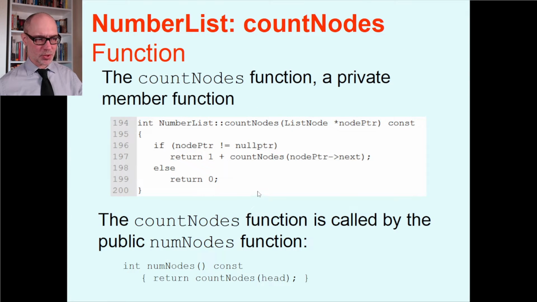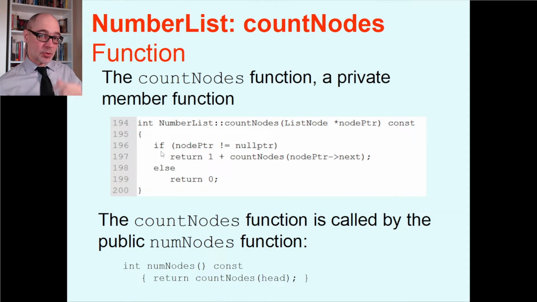All right, here's the function. As usual, remarkably short. So we have this function in the number list class. It's called count nodes, and in comes a list node pointer that we're calling node pointer here. It's a const function because this function is just counting stuff. It's not changing anything in the list. And just like we said, here's the base case. I'm sorry, actually they tricked me. They wrote this in the other order.